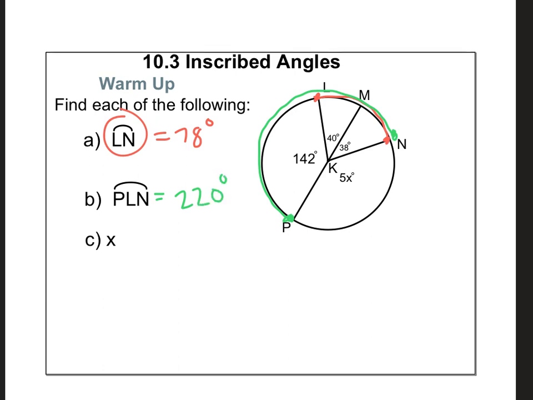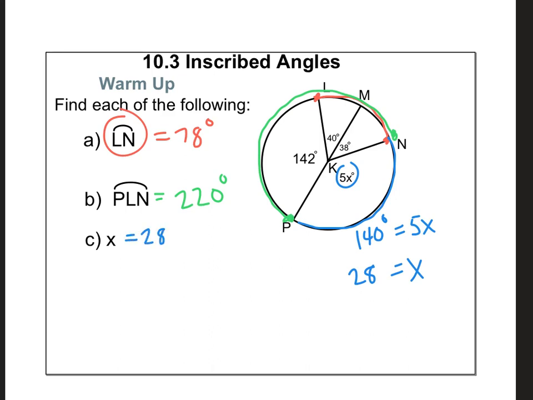And then finally, the value of x. Okay, so we see there's a 5x here, so this arc is 5x. If we think about the green arc from P to L to N being 220, this remaining blue piece is the rest of the circle, so the rest of the 360. So that must be 140 degrees. But again, that is 5x, based on the central angle they gave us there. So if we just take the 140 and divide by 5, we should get our answer that x would end up equaling 28.